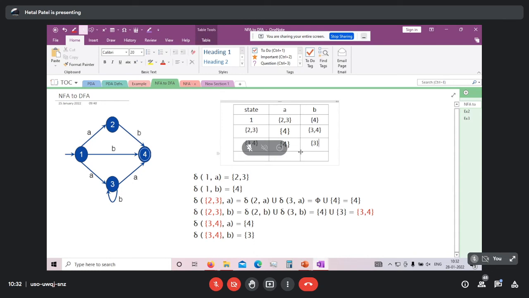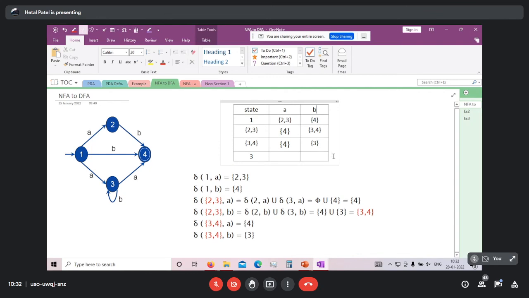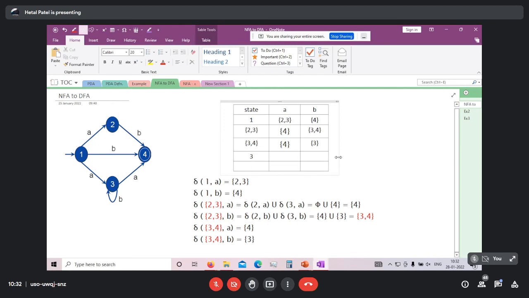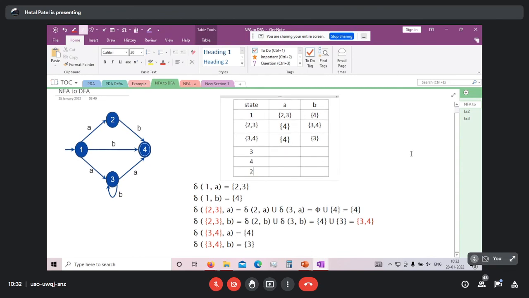So what we have to do? We already have 1, 2 and 3, 4. So now the remaining transitions, that is for the state 3, you have to write down. Then state 4 and state 2, which are already available. Okay, so this is the method.